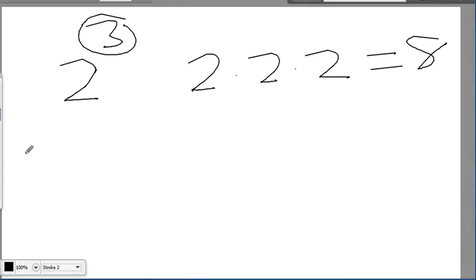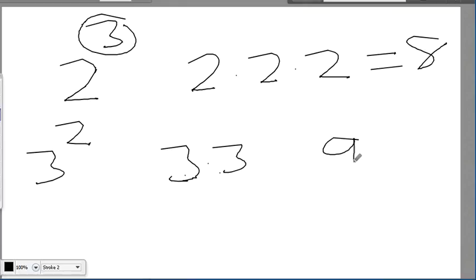Let's say we have 3 to the second power. A big mistake that students make is they multiply the base with the power instead of taking the power and multiplying the base by itself that many times. So 3 to the second power is not 3 times 2. 3 to the second power is 3 times 3. It's 3 multiplied by itself twice. And 3 times 3 is 9.